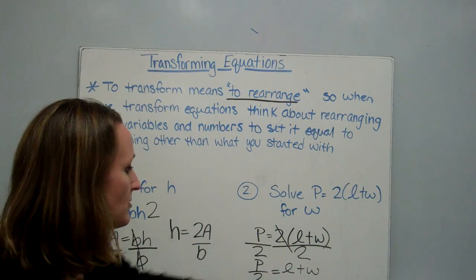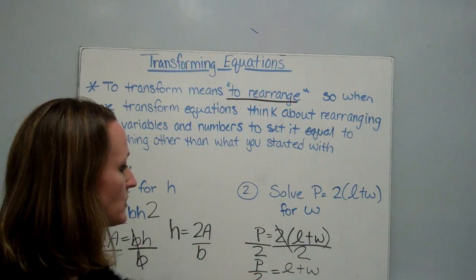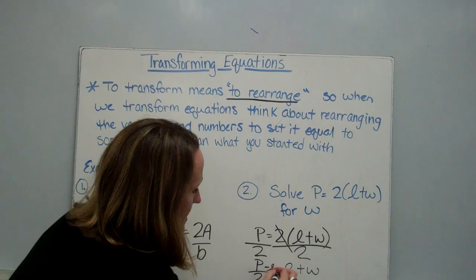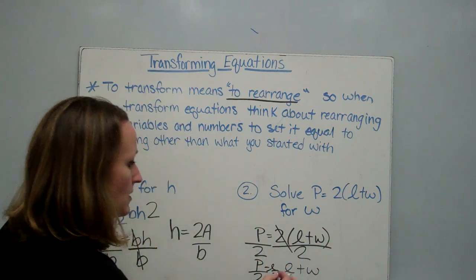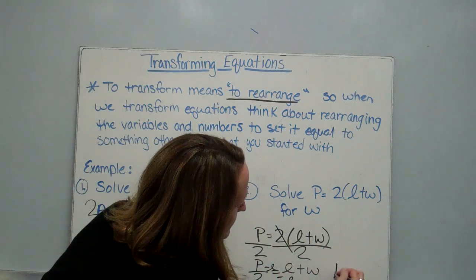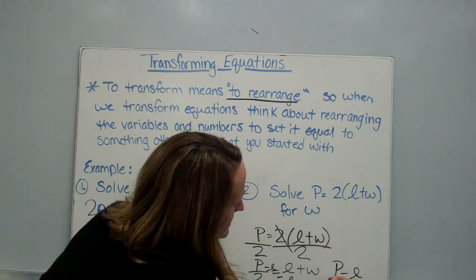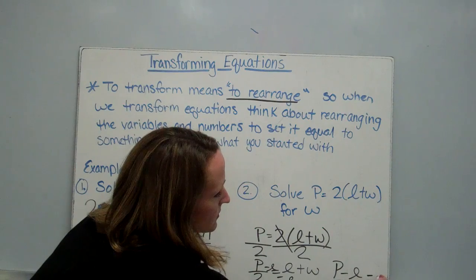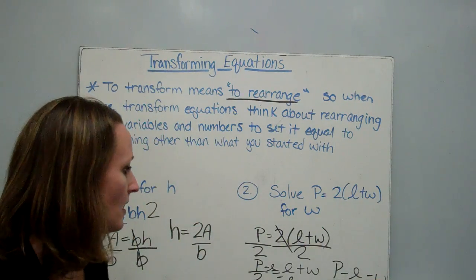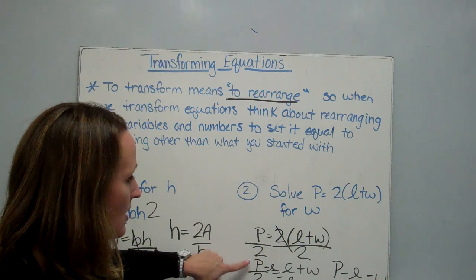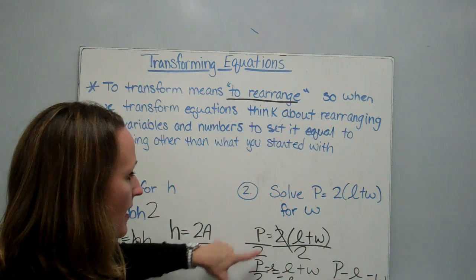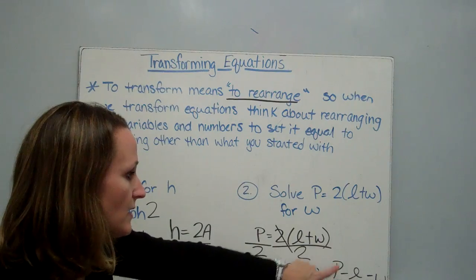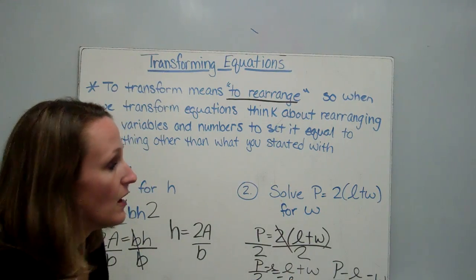Now, I'm trying to get W alone, so what do I want to do? I want to subtract L. I'm going to subtract L. So this one is going to end up being P minus L over 2 equal to W. And the L is not divided by 2, but the P is. So that's why I kind of wrote it out there.